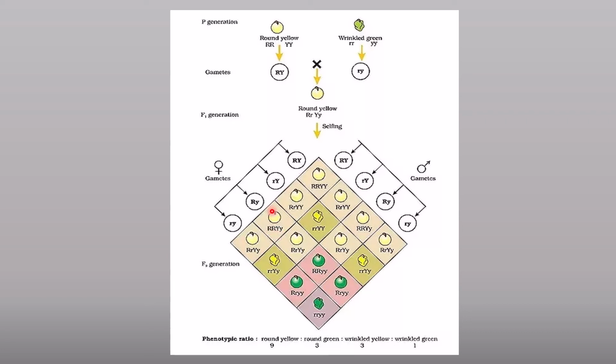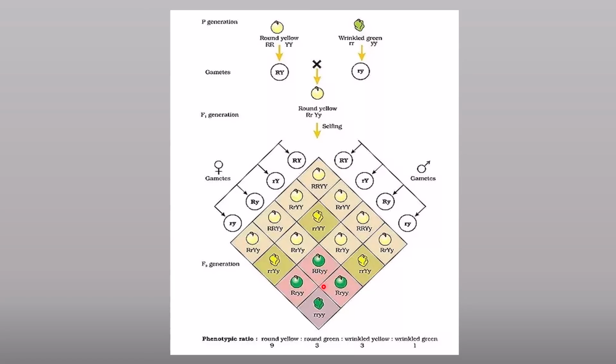But the thing is, both the characters expressed were of dominant character, and 4 out of 16 progenies were of double heterozygous condition, which means they produce double dominant character, round and yellow. And then one of them had one dominant character and one recessive character, that is, round shape was of homozygous dominant, and the color of the seed was homozygous recessive character here.